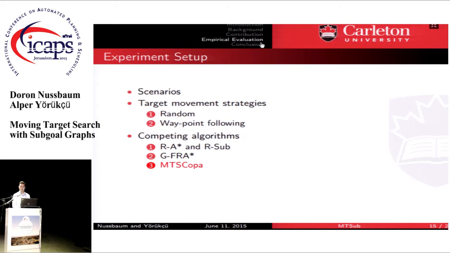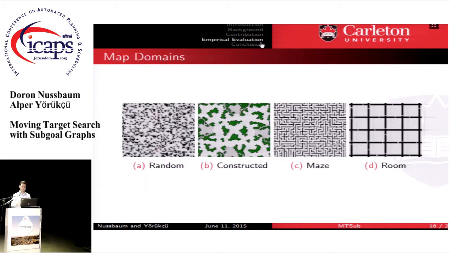MTS-COPA has the lowest response time in the runtime, and it uses the preprocessing. I'm reporting average and maximum runtimes, and I'm also reporting preprocessing memory and preprocessing times. We conduct experiments in 4 map domains to be able to observe the effects of the environment to the algorithms.